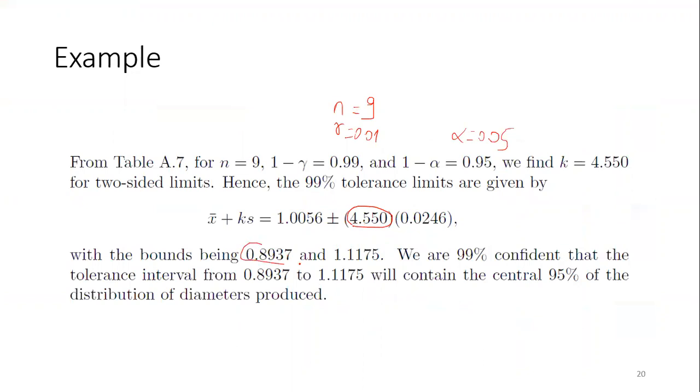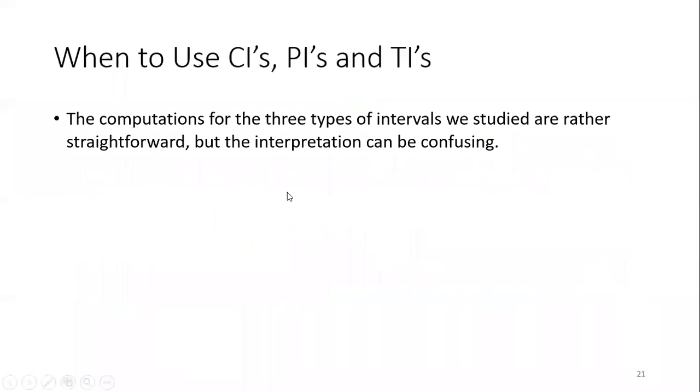What does this mean? I am 99% confident that this interval will contain 95% of the products. 95% of the diameters of the products are in this interval. So this is the tolerance limits.